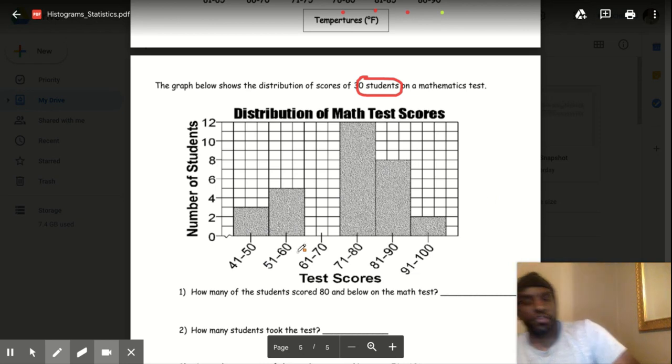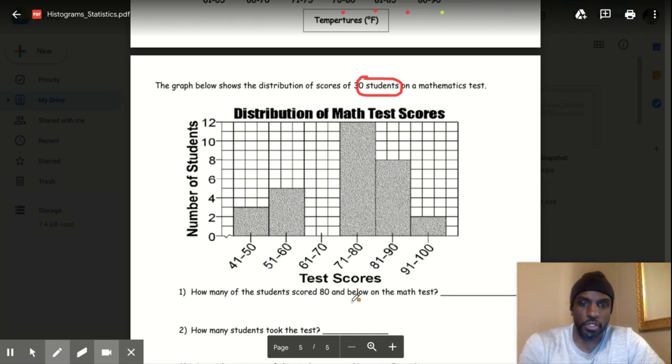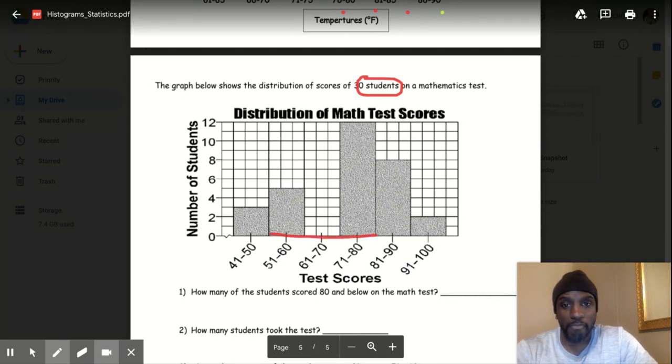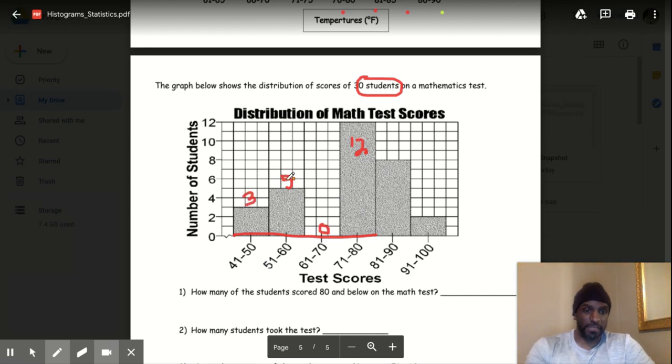Now, let's see how we can interpret this. How many of the students scored 80 and below on the math test? It didn't just say 80, it said 80 and below. So you're looking from here all the way back, 80 and below. This right here is 12. Remember, number of students is here. This is 0. This is between 6 and 4, this is 5. And this is between 2 and 4, this is 3. So 12 plus 0 plus 5 plus 3.